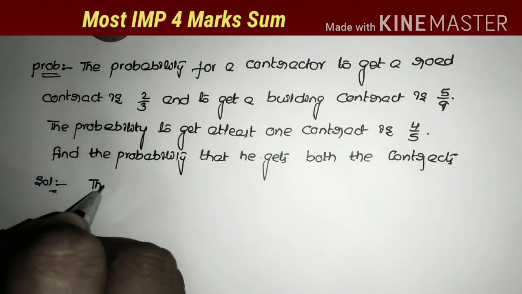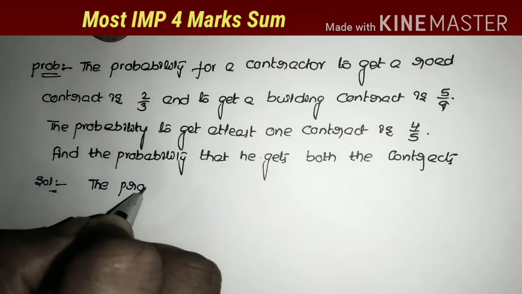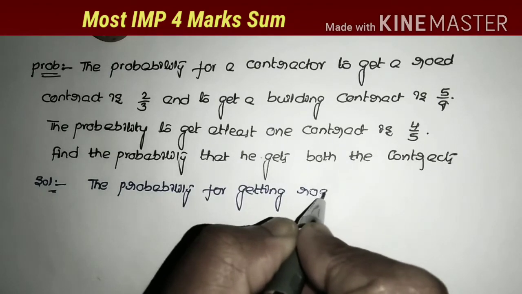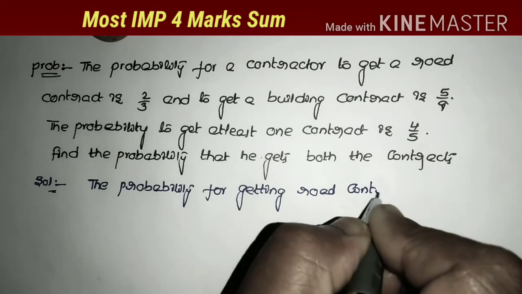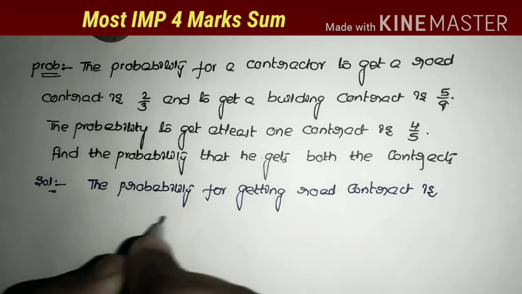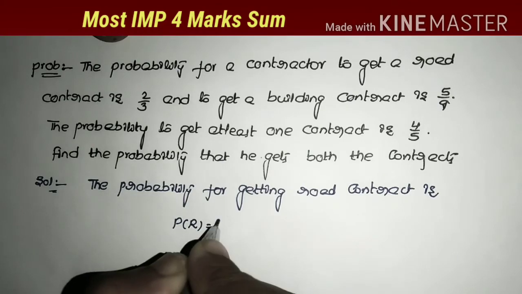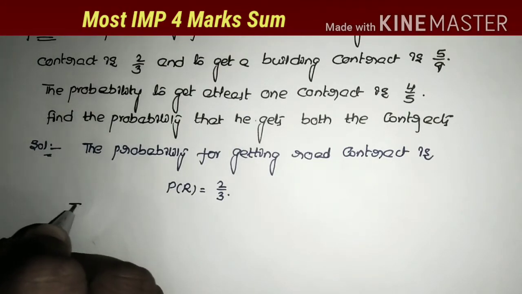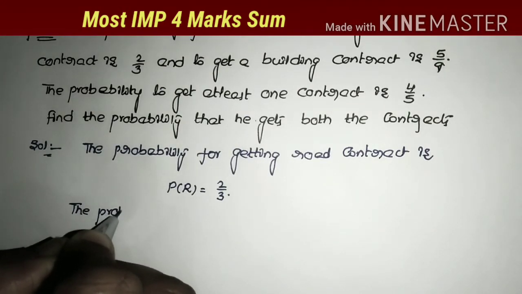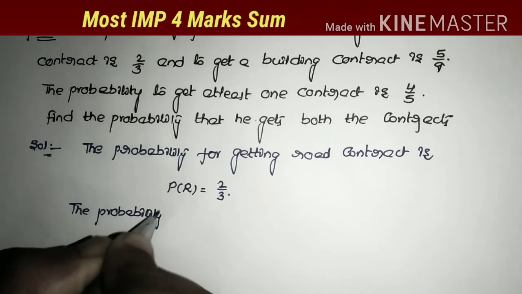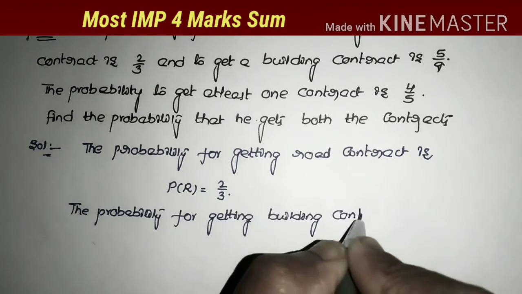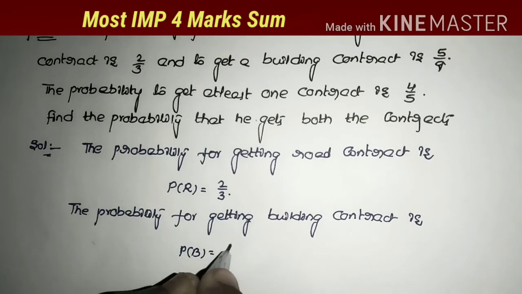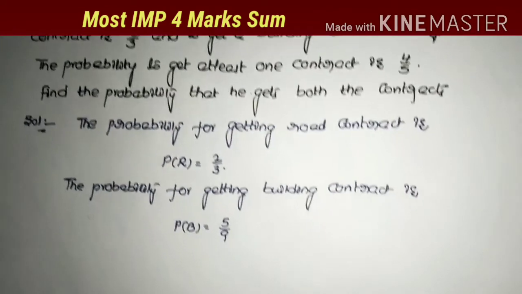First we write the given data here. Given that the probability for getting the road contract, P of R, is equal to 2 by 3, and the probability for getting a building contract is P of B is equal to 5 by 9.